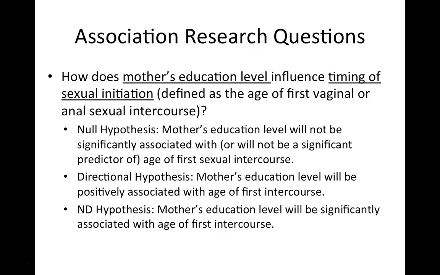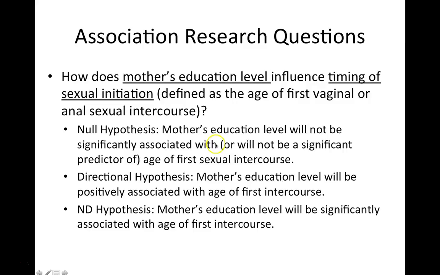A directional hypothesis would be that mother's education level will be positively associated with age of first intercourse. And what that positive association means is that as one variable goes up, so does the other one. So the more years of mother's education means the older that the adolescent will be when they have their first sex. A non-directional hypothesis would be that mother's education level will be significantly associated with age of first intercourse.